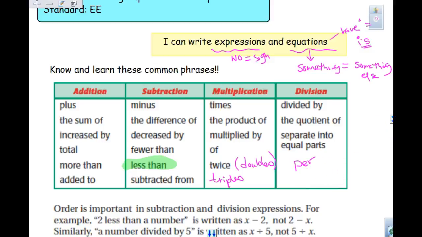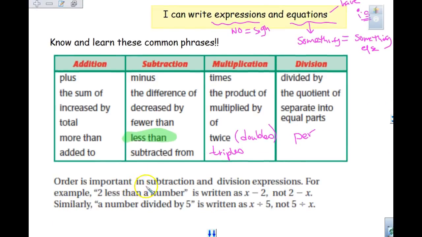So, when we are writing our phrases, it says order is important in subtraction and division. For example, 2 less than a number. And the reason I highlighted that phrase less than is that with the phrase less than, we have to switch the order. So whenever we see the phrase less than, we want to think, I've got to switch the order.